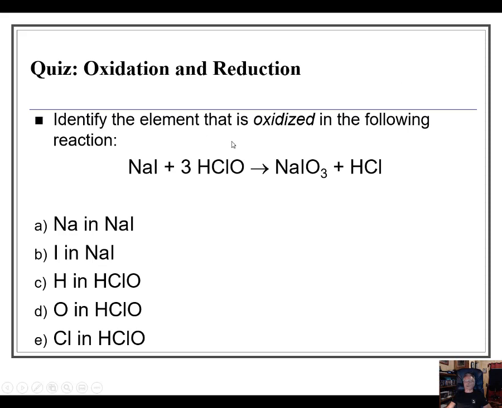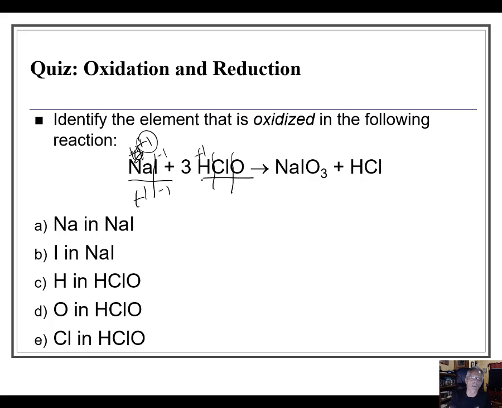Identify the element that is oxidized in the following reaction. So this is a little bit harder, but we're going to go ahead and work the problem. So we've split things up. Iodine is the most electronegative. It gets its charge, which is -1, and that's no surprise because sodium in compounds is always going to be a +1. All right, and then this is hypochlorous acid.